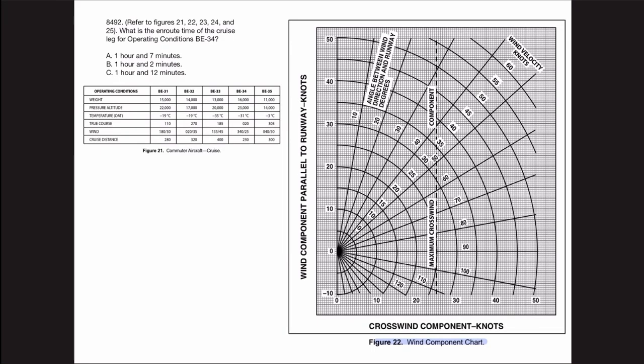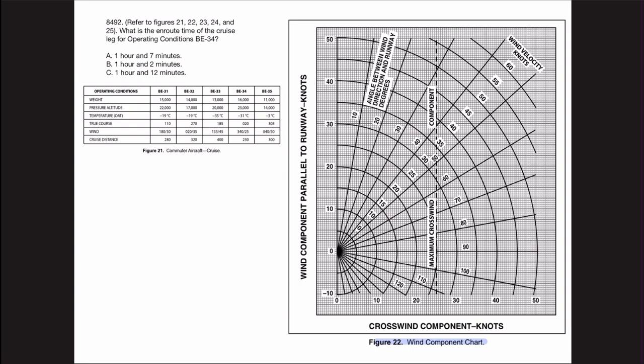So question 8492 asks us to refer to figures 21 through 25. What is the en route time of the cruise leg for operating conditions BE34? Now, this is kind of a long problem. There's a lot of steps to it, but luckily the steps are relatively easy.